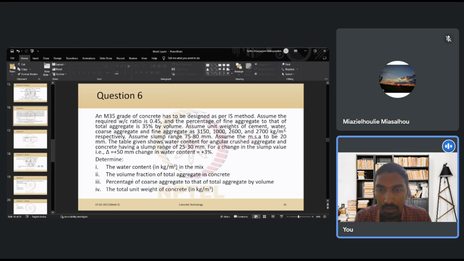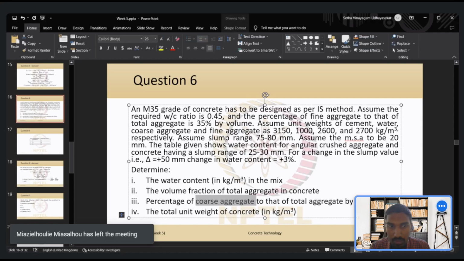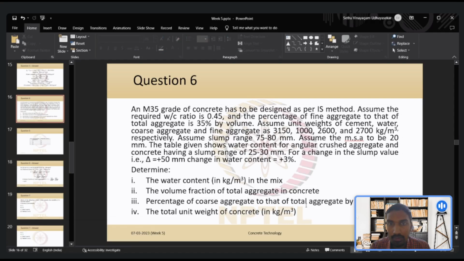The third question is to find out the percentage of the coarse aggregate to that of the total aggregate by volume. So here we are not looking at the concrete as a whole, we are only looking at the total aggregate content, and out of that, what is the percentage occupied by the coarse aggregate alone. This is straightforward, because we are directly given that the percentage occupied by the fine aggregate in the total aggregate is 35% by volume. There is only fine aggregate and coarse aggregate, so the rest of the volume is taken up by the coarse aggregate.